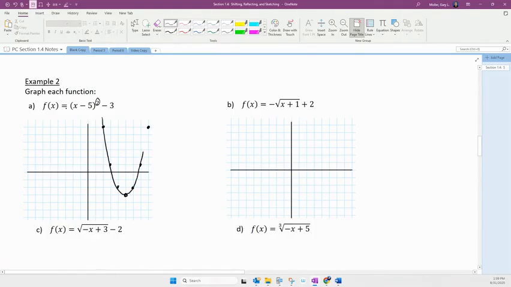100% accurate. These points are perfect. But if you don't like a shortcut, what are you going to do? If you forget what's going on, pick your x's, solve for your y's.